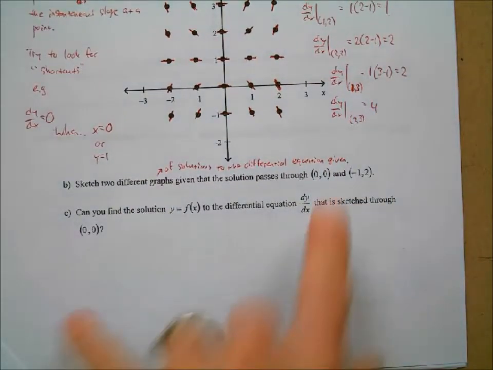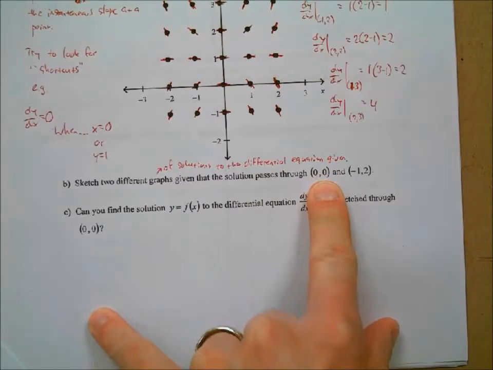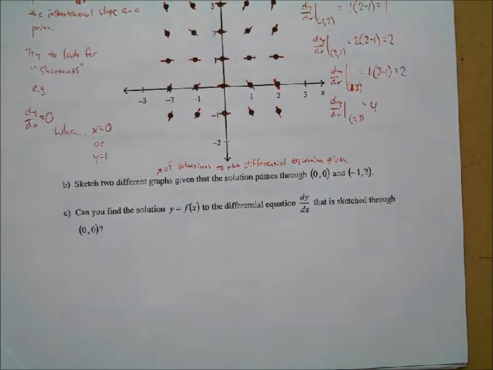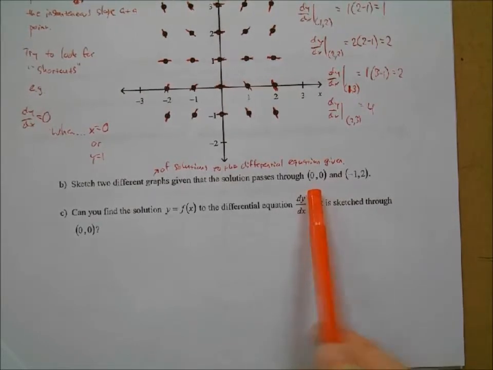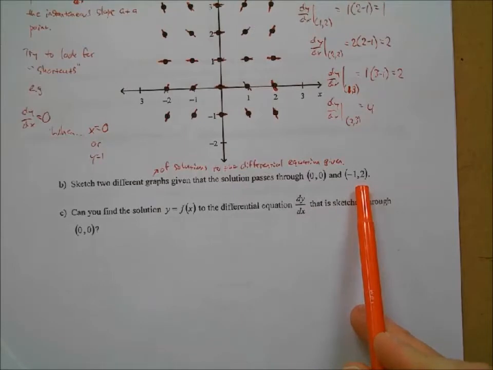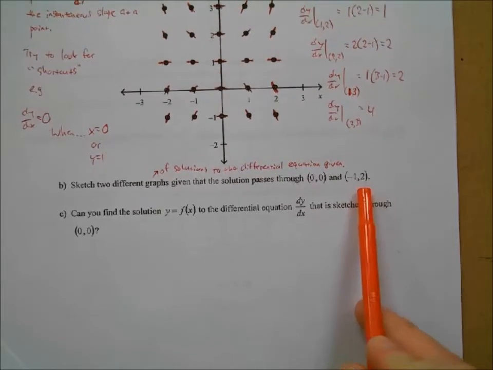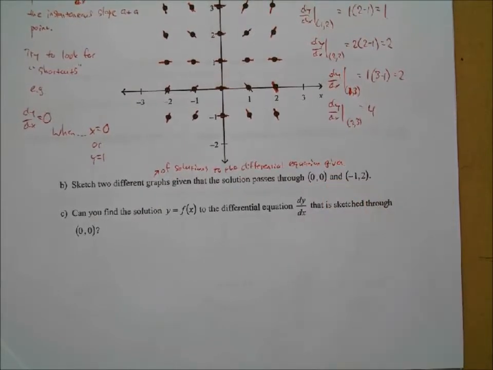One particular solution has the point 0, 0. Imagine, if you think about it, this is like taking that differential equation, solving it by separating variables, and then plugging in that 0, 0 to get your C value. So that would be for that particular solution. And then alternatively, solving that differential equation by plugging in the negative 1, 2, and then finding that C value. So these two different C values are going to result in different graphs.